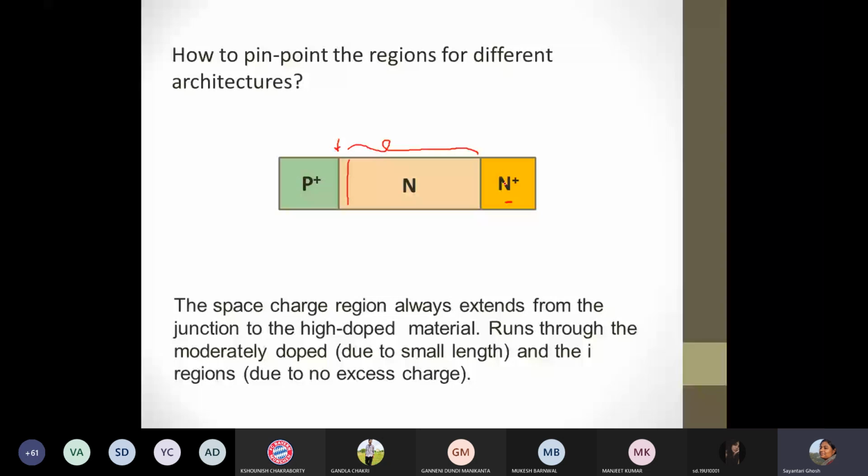Okay, so the P plus side will be sitting right next to the junction, but the N plus side will be sitting here, because this entire portion will be depleted of any free charges. So these carriers, the electrons and the holes, have to travel this entire path.